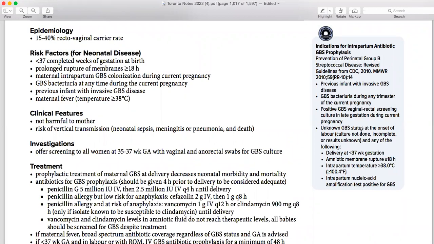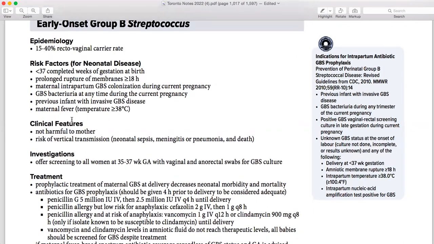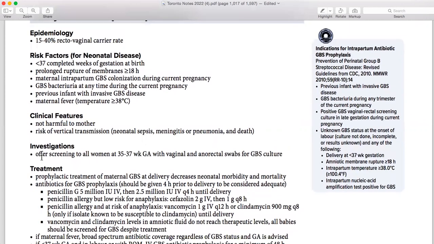Unknown GBS status, that you didn't do any test and you are not sure if she is positive or negative. Delivery at less than 37-week gestation, amniotic membrane rupture more than 18 hours. Intrapartum temperature is very high, like she has a suspected temperature going on, so she might have GBS, right? So you have to play safe. Intrapartum nucleic acid test, and it came out as positive. So all the risk factors are written here, and then clinical, and then investigations.